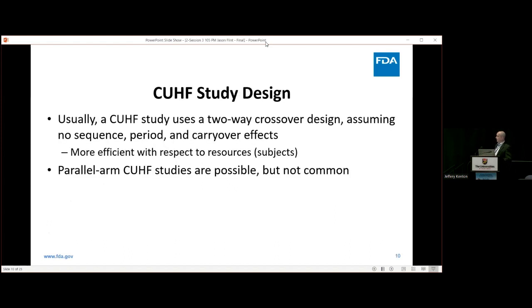So thanks. So for a CUHF study design, typically this is a two-way crossover design. That's what we see the most often, assuming that there's no sequence, period, and carryover effects. And this is more efficient. This is chosen often because it's more efficient with respect to resources, with respect to the subjects, and to the number of products that need to be used in those studies. It's possible to do a parallel arm CUHF study, but we haven't seen that very often. In fact, I'm trying to think of one that we have seen. Typically, though, it's a crossover design.